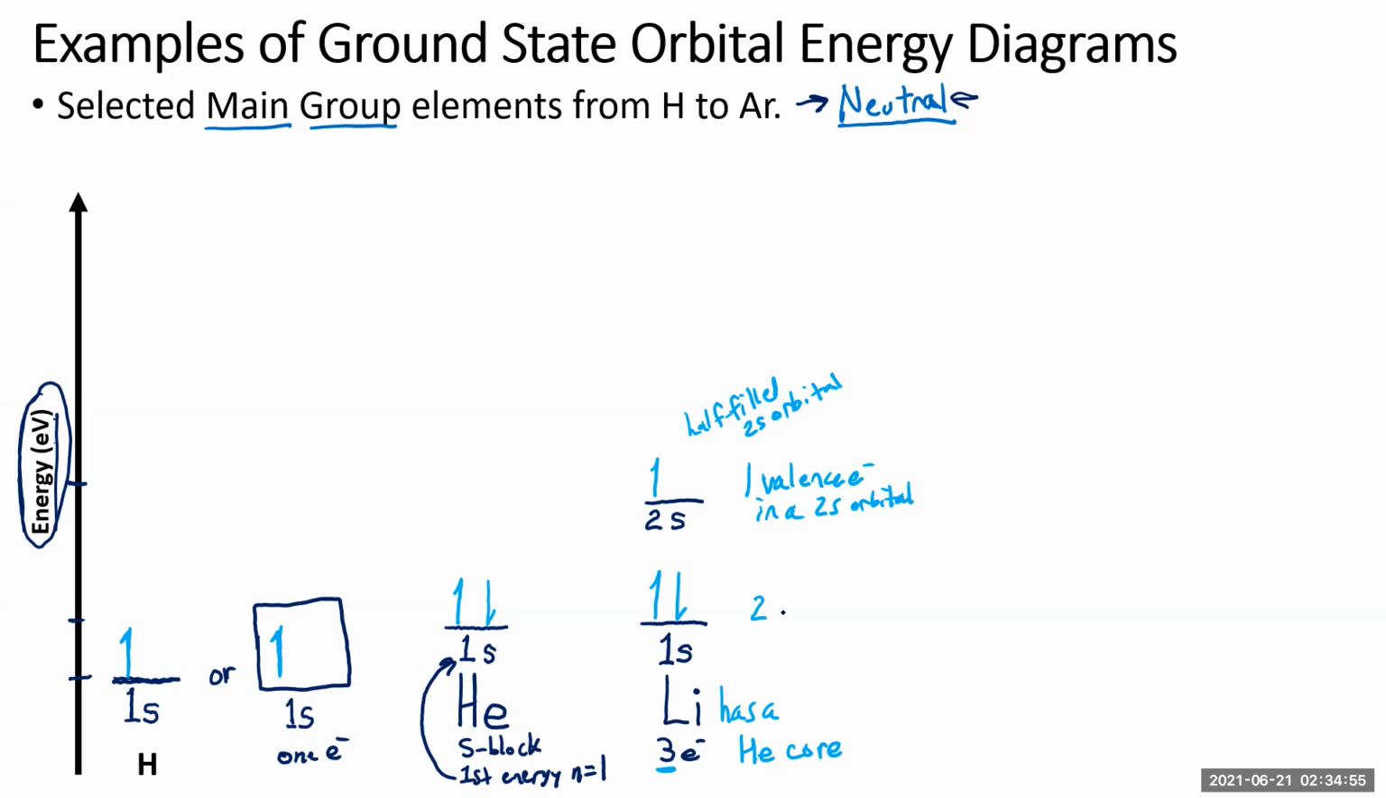and then we have 2 core electrons in the first energy level, level 1, n equals 1. So that's how you describe this.